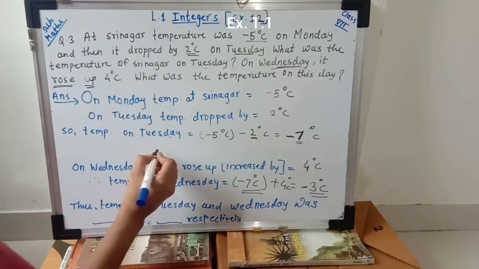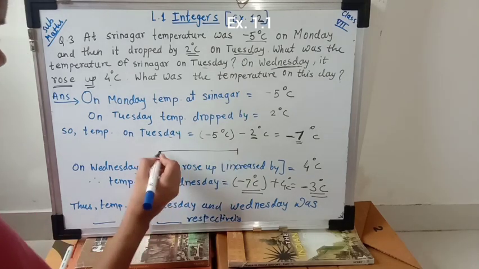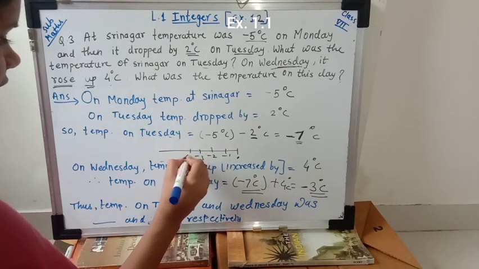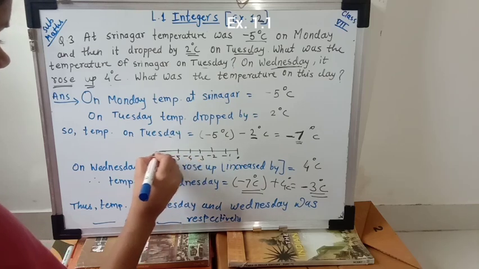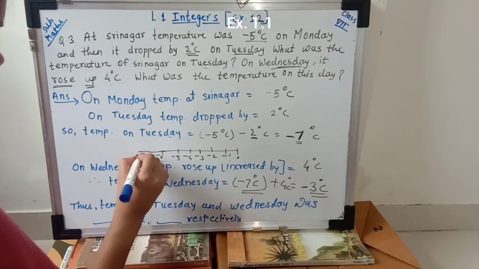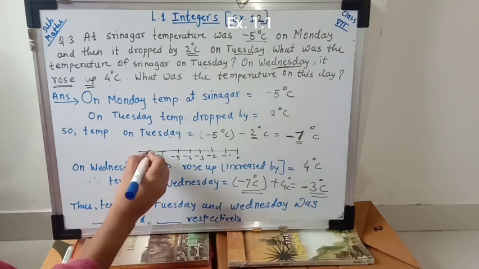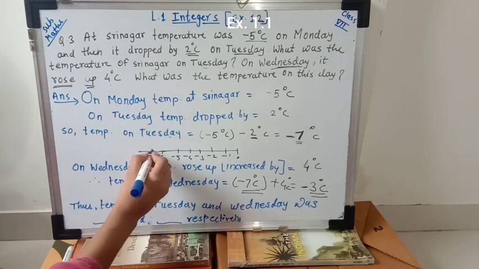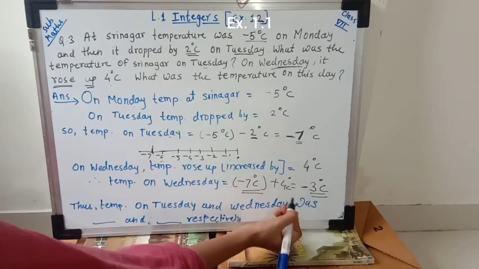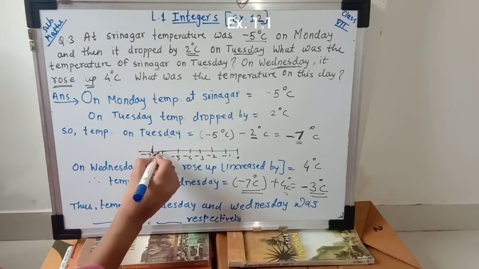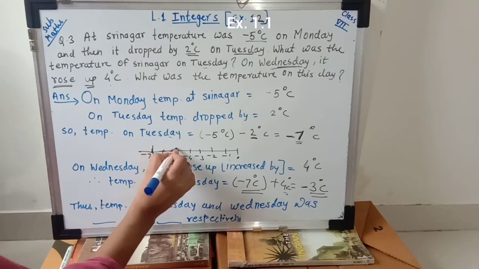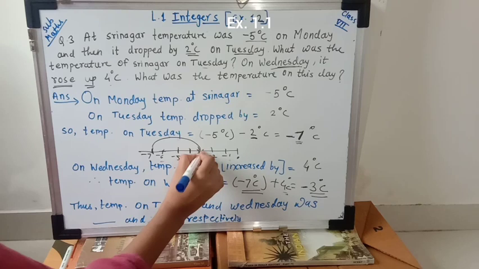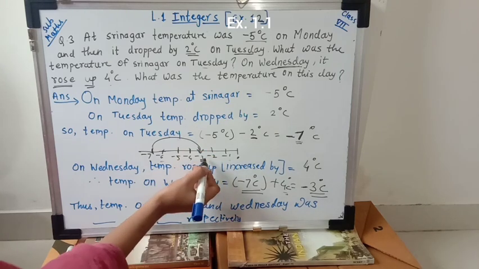Students, here again I'll draw the number line so you will understand it. 0, 1, 2, 3, 4, 5, 6, and here 7. Minus 7 is here. This temperature increased, which means you have to move from left to the right side. How many places do we have to move? 4 degrees. So after 7, count 4: 1, 2, 3, 4. So here we get the temperature that is minus 3 degrees Celsius.